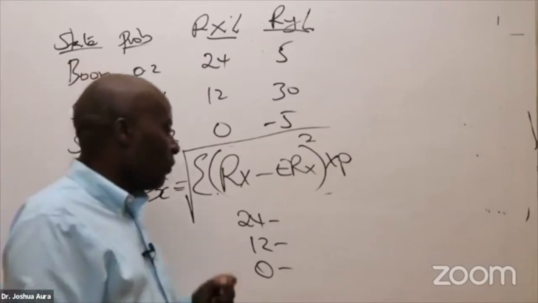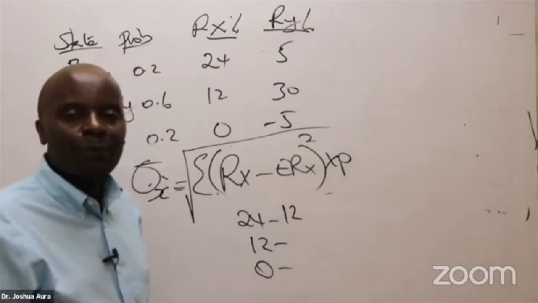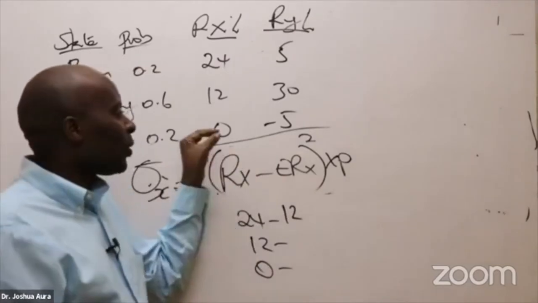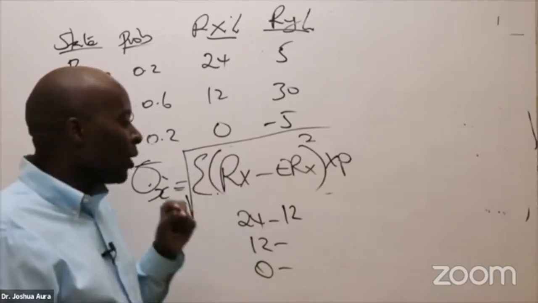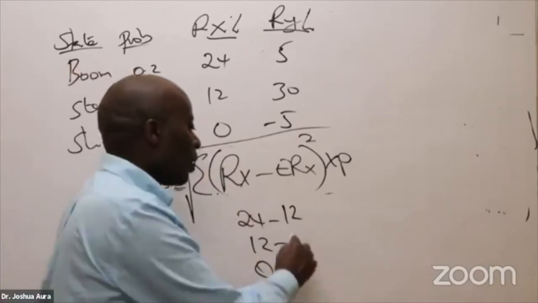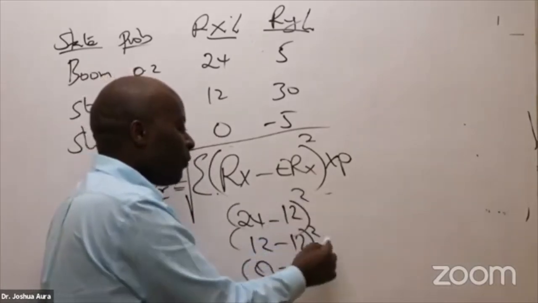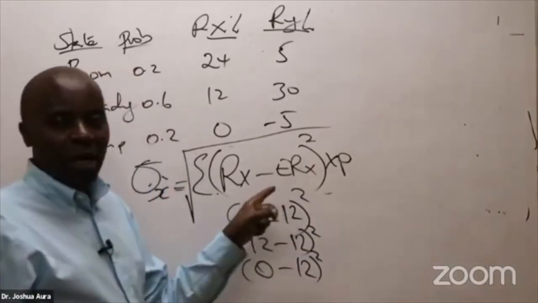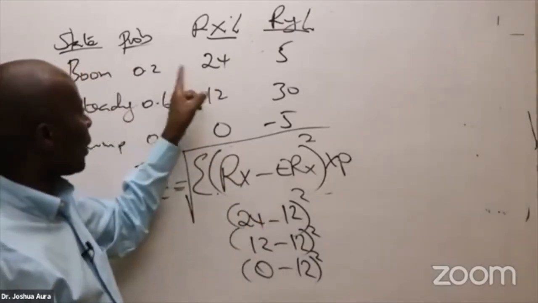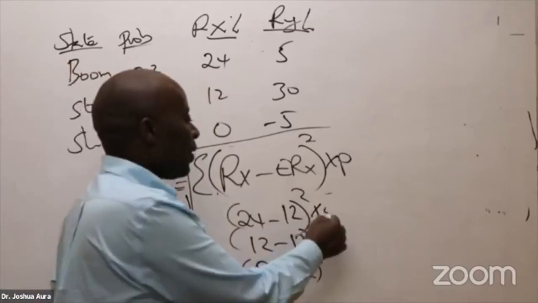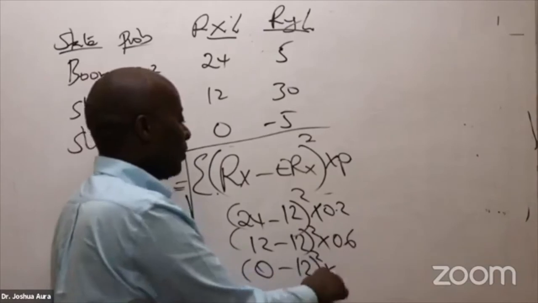What do we have here for expected returns? For X, you gave me a figure of 12. So remember, the expected return of a particular security doesn't keep on changing. So the expected return will remain the same. So this is 12, next 12, 12 like that. Following the formula, what do we do? You square. And then, ladies and gentlemen, incorporate the corresponding probabilities. So we have times 0.2, times 0.6, times 0.2.